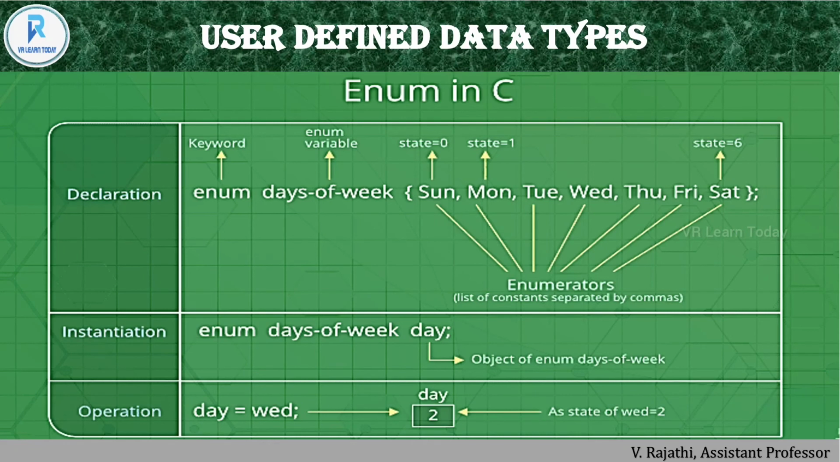So this is the user defined data type, enumeration in C. This is the declaration part, initialization part, and the operation. Enum is a keyword. DayOfWeek is an enum variable. You can give your own name, that is not an issue. And inside the curly braces you can give Sunday, Monday, Tuesday, anything, but the values start from 0 and 1, and it will start from 0. And this is the initialization, and after that is the operation.